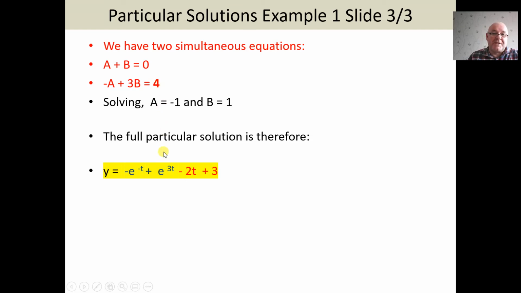Okay, so the full particular solution is therefore negative a e to the negative t plus b e to the 3t, but we know that a and b are negative 1 and 1, so it's going to be negative e to the negative t plus e to the 3t minus 2t plus 3. Lots of marks. Let me show you the last one.